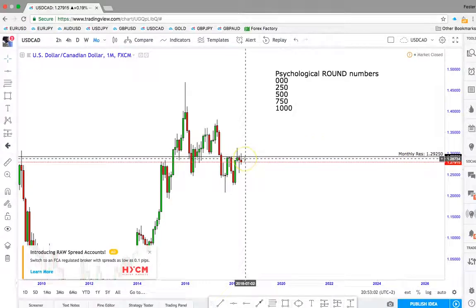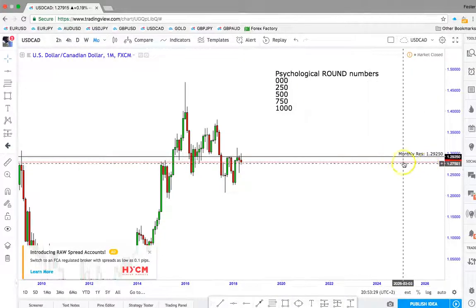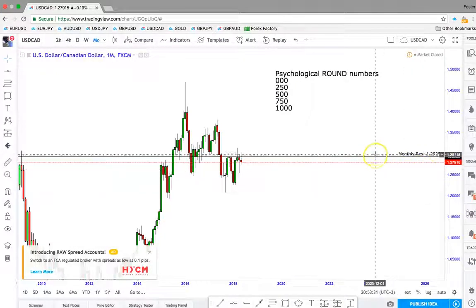Remember, guys, whenever the level is above the current price, it's called resistance. When the level is below current price, we call it support. Very easy to remember, but so easy to forget. So just remember that when the key level is below the price, it's called support. When the key level is above the price, it's called resistance. So now we have monthly resistance at 1.29250.